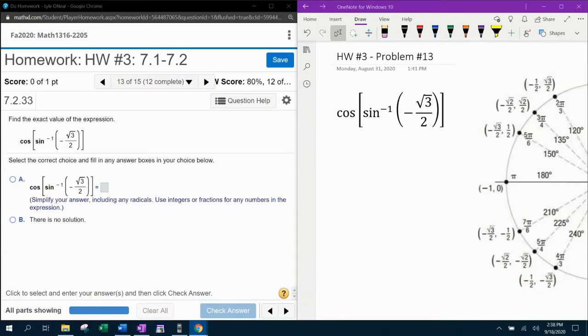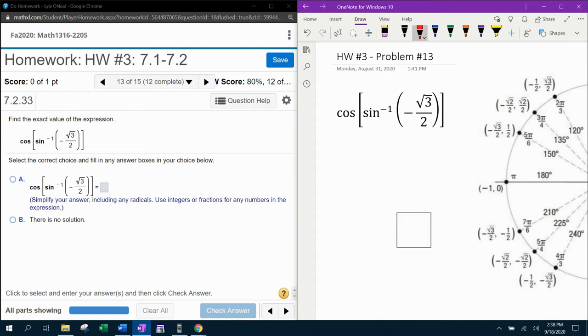Question number 13 from our 13-16 homework number 3 in MyLab Math. They want us to find the exact value of the expression. So here we have a composition expression, and I'm going to try to break this down into components, bite-sized pieces that we can work on, okay?